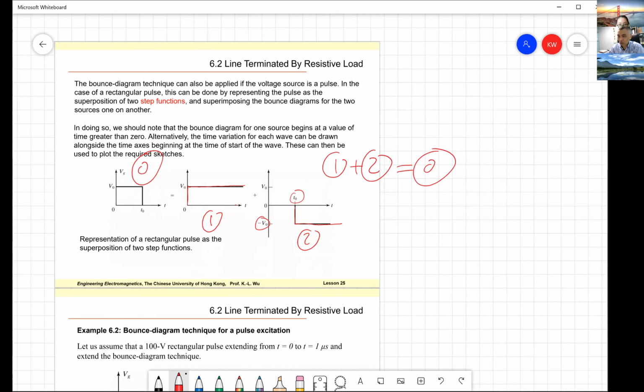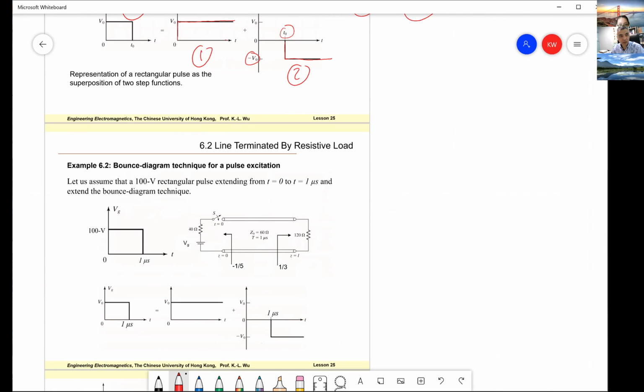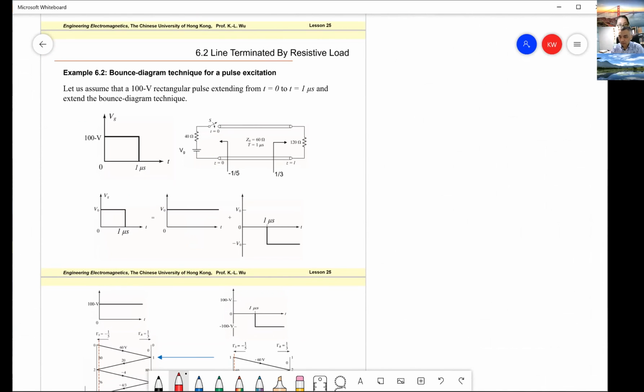That suggests we do two analyses using the Bounce diagram technique. One is we analyze this step function, and later on we analyze the other step function. Then we superpose the two responses, the output. According to the linear superposition principle, it should work, because this is a linear circuit.